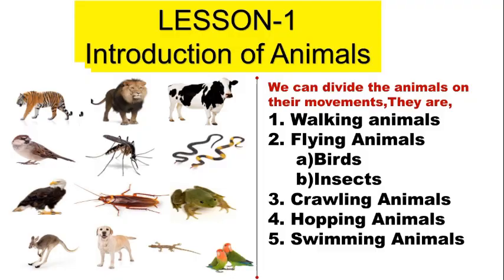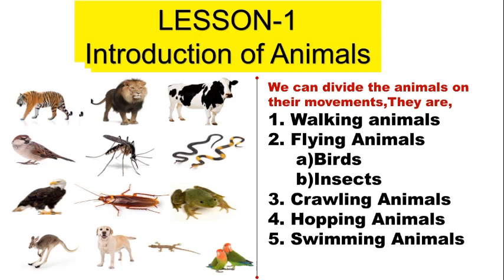Children, today we are going to start our syllabus, and our first lesson is Introduction of Animals. What? Introduction of Animals. So children, here you can see many different types of animals. For example, tiger, lion, cow, mosquito, cockroach, frog, parrot, snake, etc.